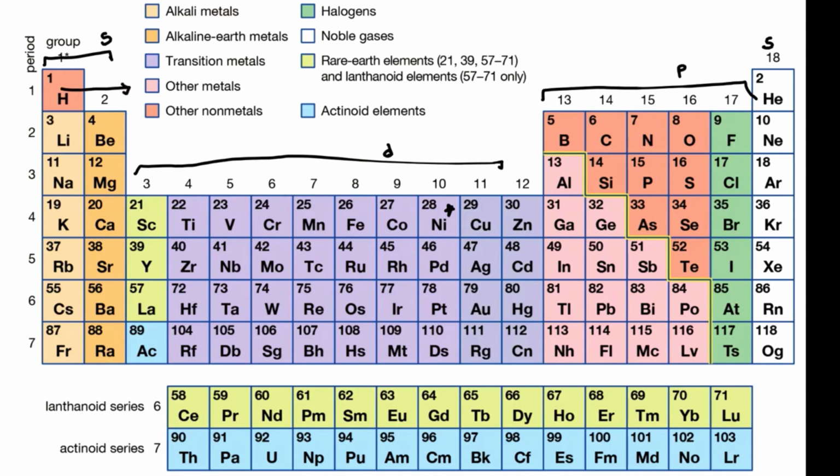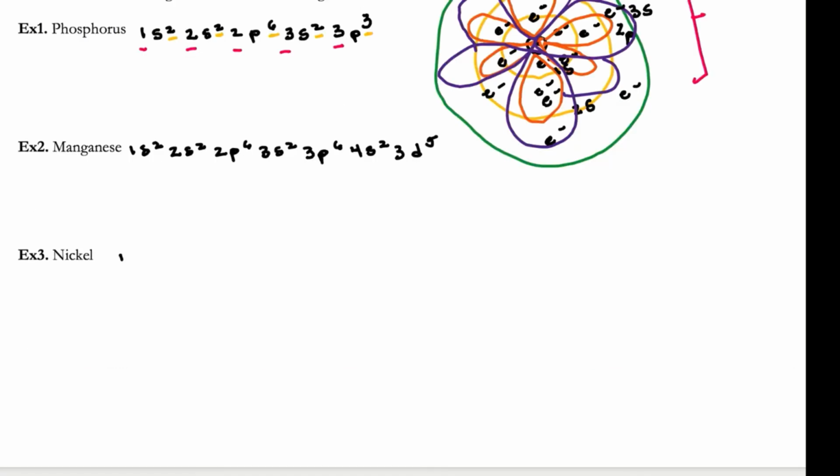1s2, and notice I put all the principal energy levels here. 1s2, 2s2, 2p6, 3s2, 3p6, 4s2, and then 3, because remember D starts at 1 energy level lower, 3d, and if you count across, that'll be 8. So this will be 1s2, 2s2, 2p6, 3s2, 3p6, 4s2, and 3d8.